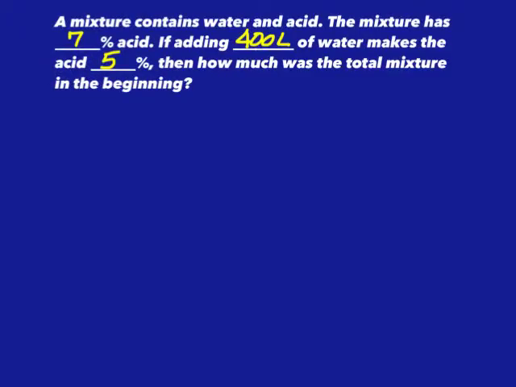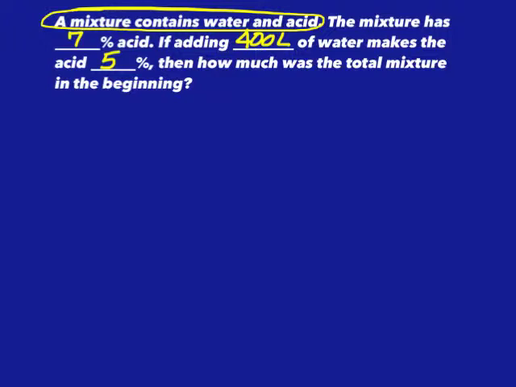Another example. A mixture contains water and acid. The mixture has 7% acid. If adding 400 liters of water makes the acid 5%, then how much was the total mixture in the beginning? So up here, a mixture contains water and acid. We have no clue what that is.